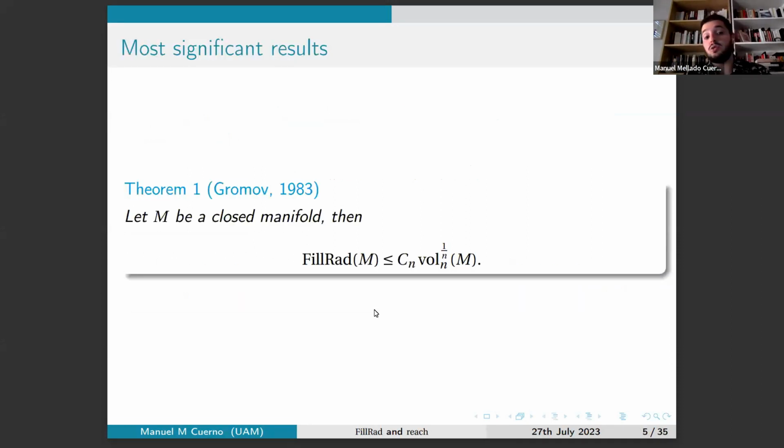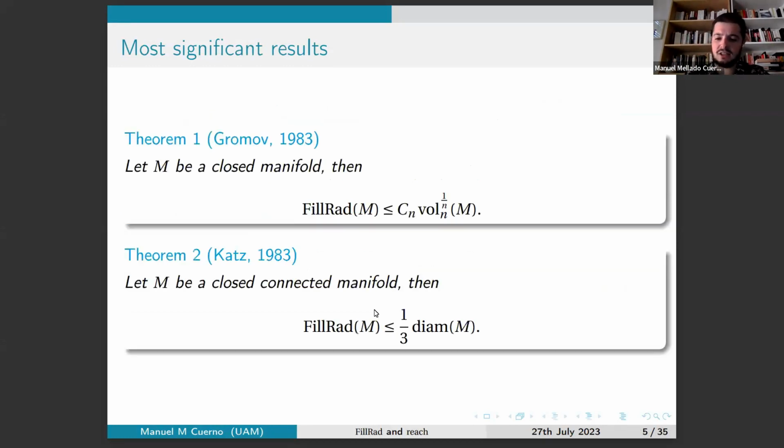This definition was due to Gromov, and the first result also. If M is a closed manifold, then the filling radius is less than or equal to a constant c_n times the n-th root of the volume of the manifold. Also in the same year, a student of Gromov, Katz, proved that if M is a closed connected manifold, then the filling radius is less than or equal to one third the diameter of M.